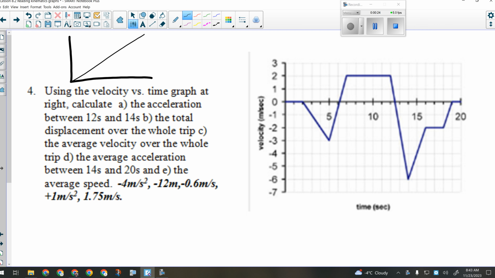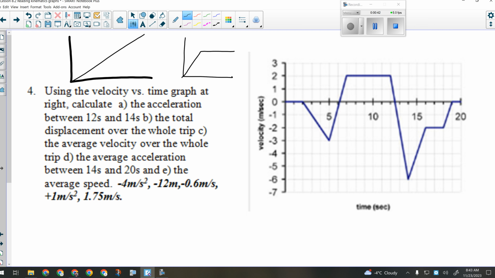If I have that same velocity versus time graph and it does this, that object is accelerating and then what? Moving at a constant velocity, right? Now here's what we have to understand about a velocity versus time graph.